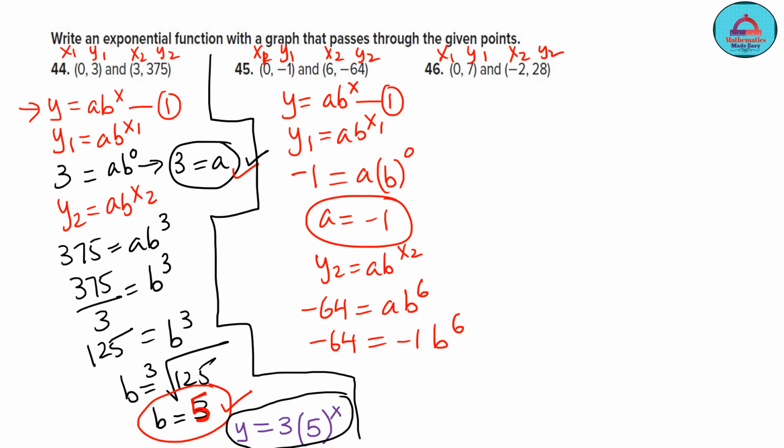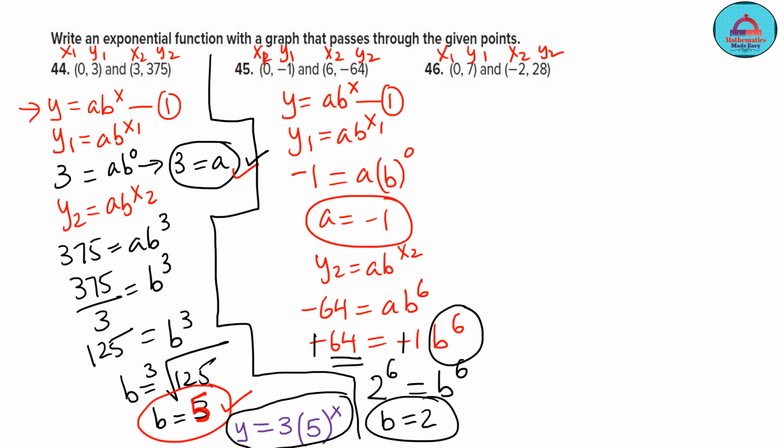Now see, here the base has power 6. That means we have to convert this 64 also to the same power. Also, both sides are negative, so I can make it positive and I can write the 64 as 2 to the power 6. You can check on your calculator. If you multiply 2 six times, you will get 64. So now that both of the powers are the same, we can say the base is also the same. So that completes our question. We get both values of a and b.